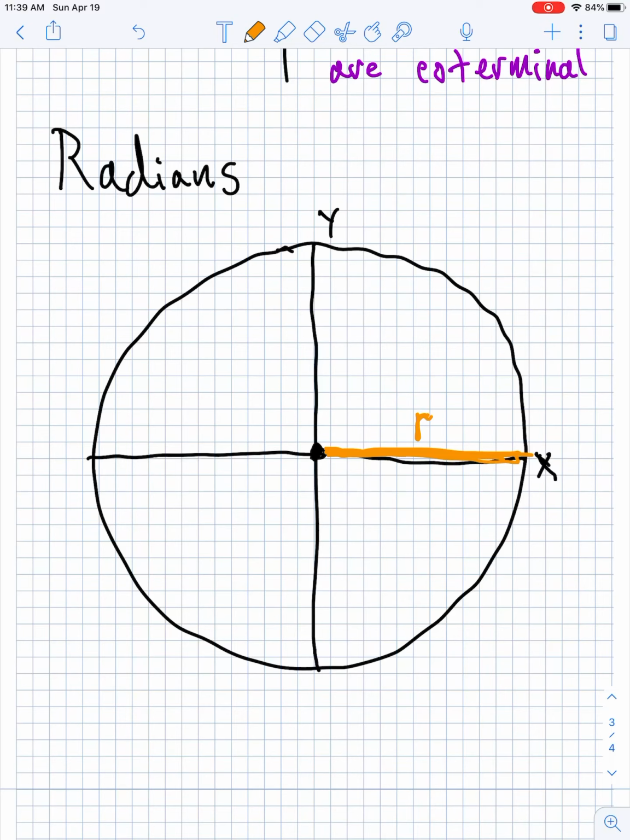Pretend that that's made of string, and then you take that piece of string and wrap it starting here around the outside of the circle. So it'd be right about there, something like that. Trying to be accurate. If you were to take that radius and wrap it around the outside of the circle, this is 1 radian.